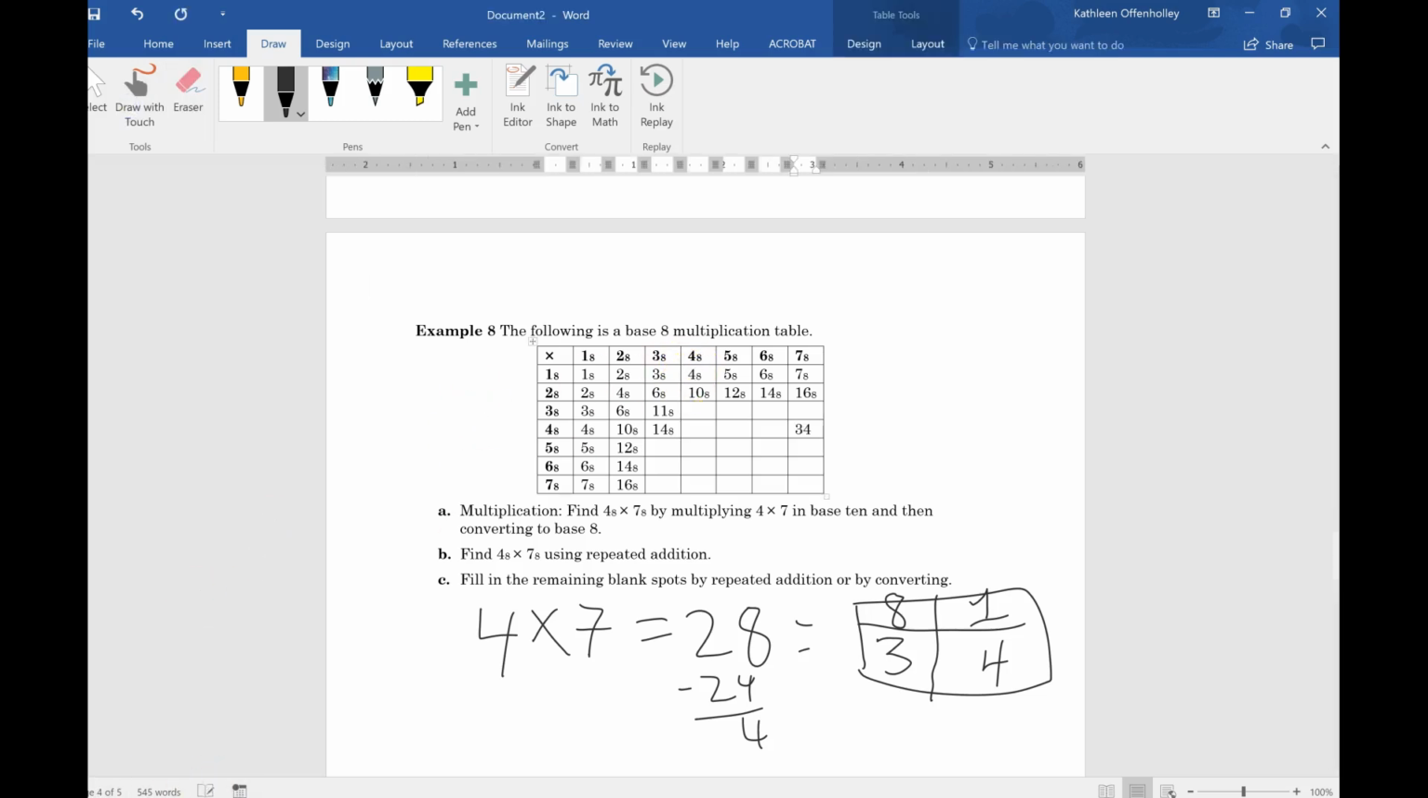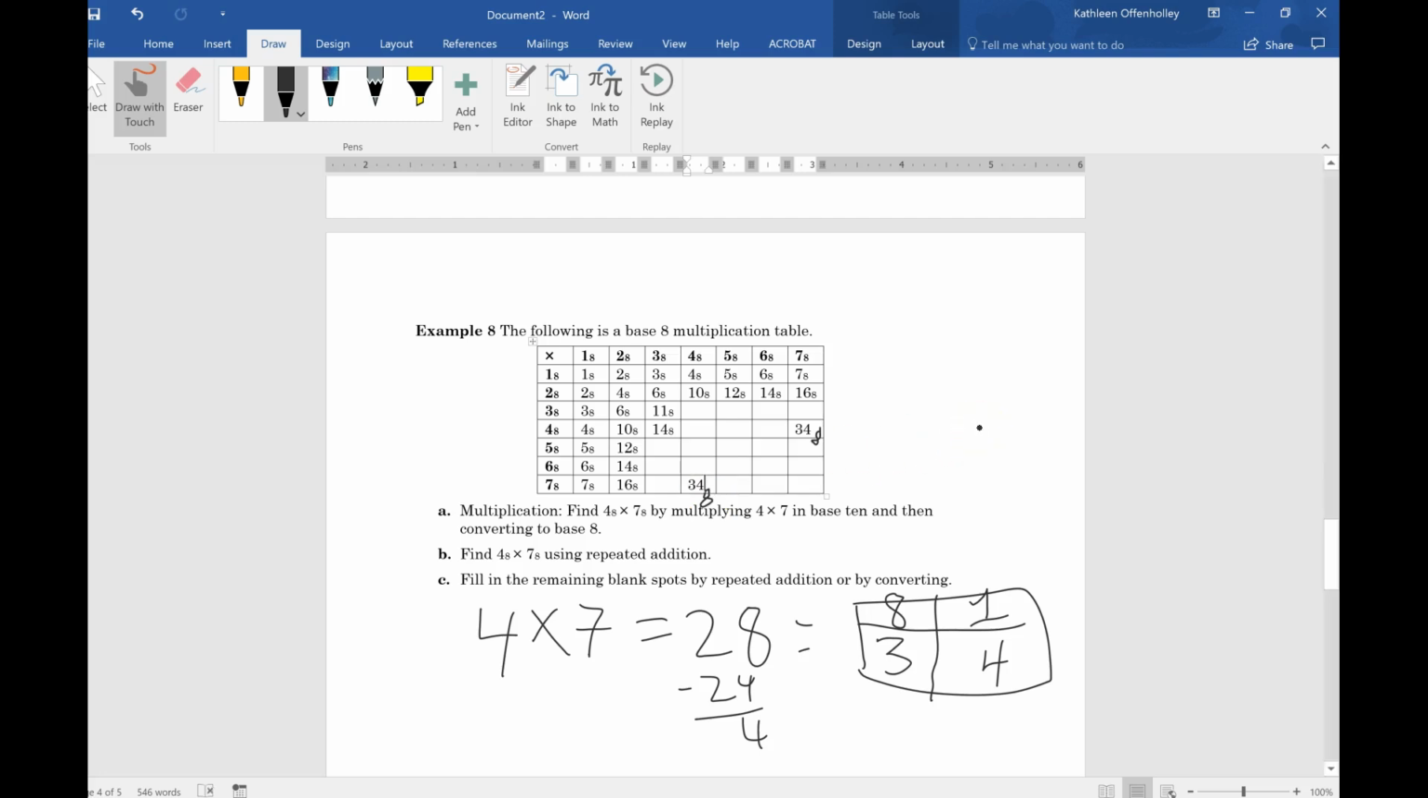So we would put that here with a little subscript 8. Now, where else could we put that in the table? We know that multiplication is commutative, right? So we could also put that in the table here. 7 times 4 is 34, again with a little subscript 8.